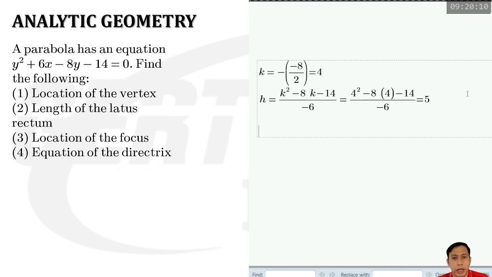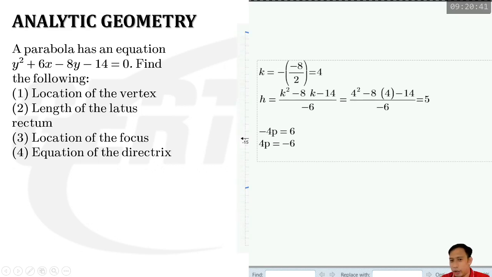While, yung opening naman niya could be found in 6x. Actually, yan yung negative 4p dapat. Yung 6x, no? So, p or 4p is equal to negative 6. Okay, kasi if it transfer to the other side, being negative 6 mo siya. That's it. So, it opens to the left, no? To negative direction, negative x direction.